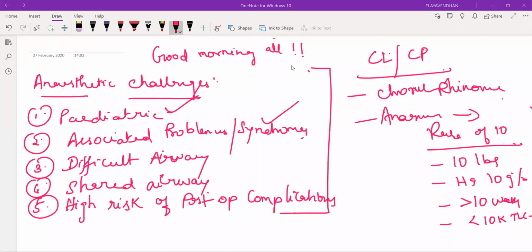So make sure the baby's hemoglobin is at least 10. Why is hemoglobin of 10 given so much importance in pediatrics and not in adults? In adults, we can operate even at a hemoglobin of 8, right? But why are pediatrics more concerned about a hemoglobin of 10 grams?